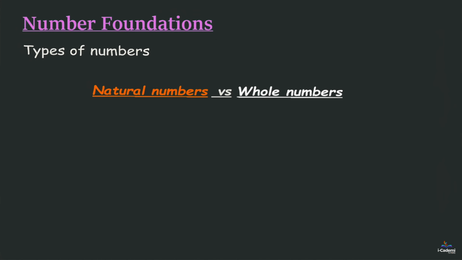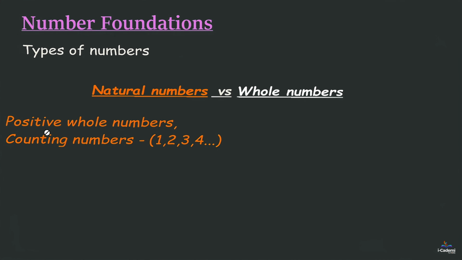The first concept is the difference between natural numbers and whole numbers. Natural numbers are the counting numbers. They are positive whole numbers and they are the numbers we naturally start with when we count objects in the real world. 1, 2, 3, 4 and so on, continuing to infinity. If you are counting anything, you would normally start at 1.